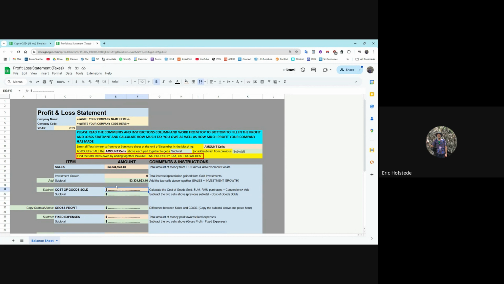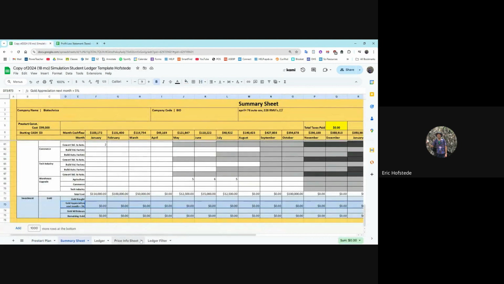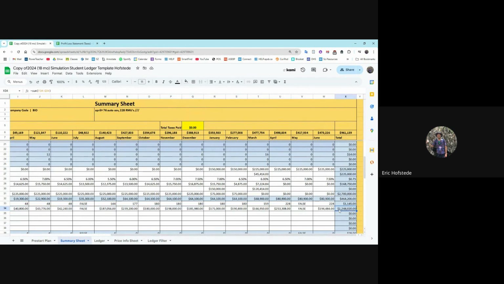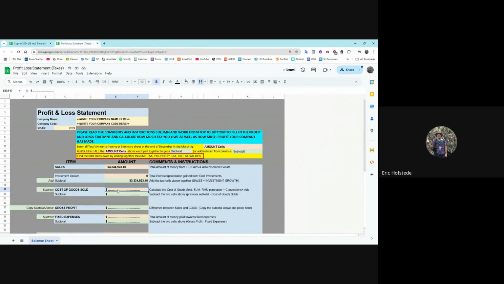All right, on to cost of goods sold. This is my RMU purchases. So I'm going to look at how much I've spent on RMUs all the way up to December. The bottom corner here is showing me 1.2 million. I'm going to copy my sum equation from this total row up to December again, and I'm going to paste that here.